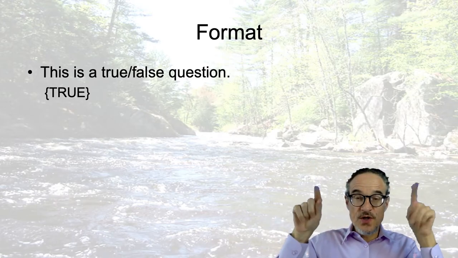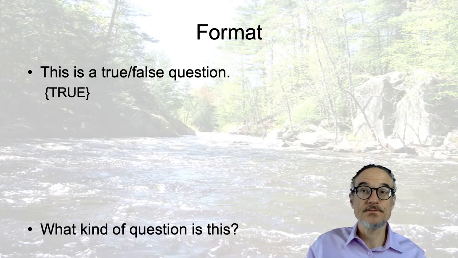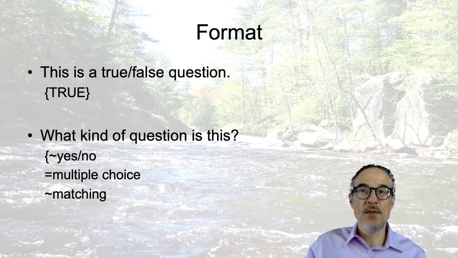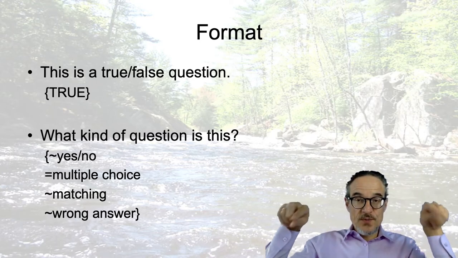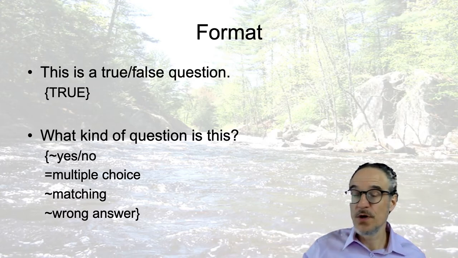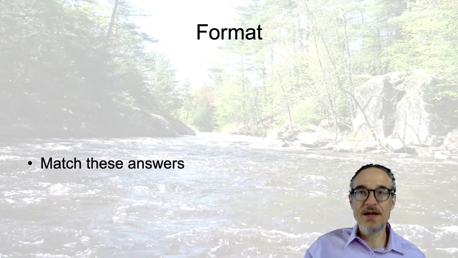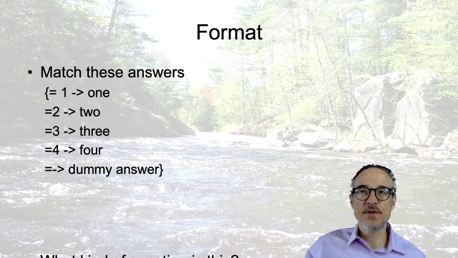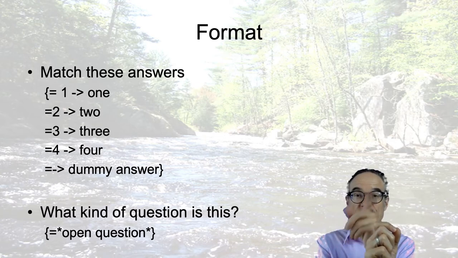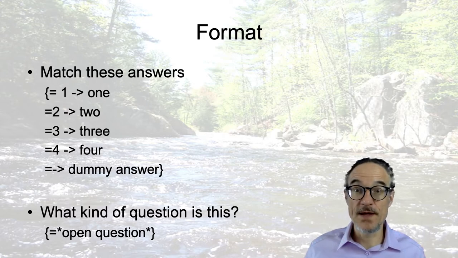For true-false, please use curly brackets and TRUE, if true is the correct answer, all capital letters. What kind of question is this? This is a multiple choice question. So again, the answer goes in curly brackets. The wrong answers get a squiggle, and the correct answers get an equal sign. Next, if it's a matching question, then this is the format for a matching question. So an equal sign, then one part, and then an arrow with a minus and a greater than, and the two parts there. And again, squiggly curly brackets around the answer.